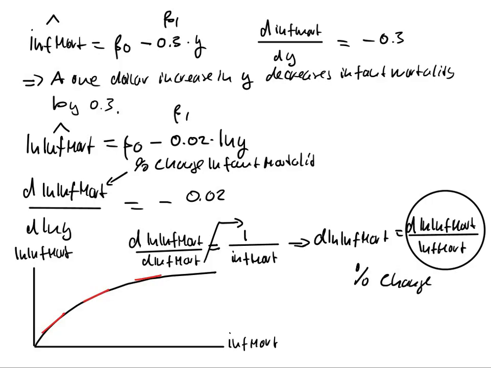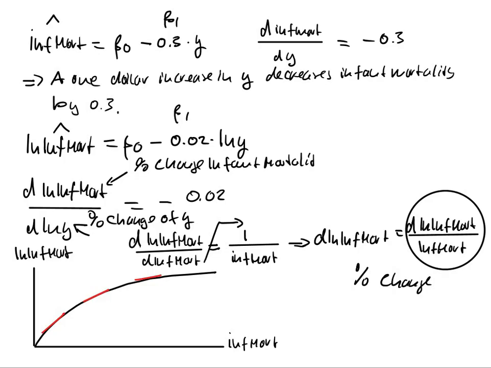And likewise, the log of y, when we say the change of log of infant mortality with respect to the change of ln y, well, that is also the percentage change, but this time of GDP per capita. So the denominator is the percentage change of y. So that means our coefficient is 0.02.